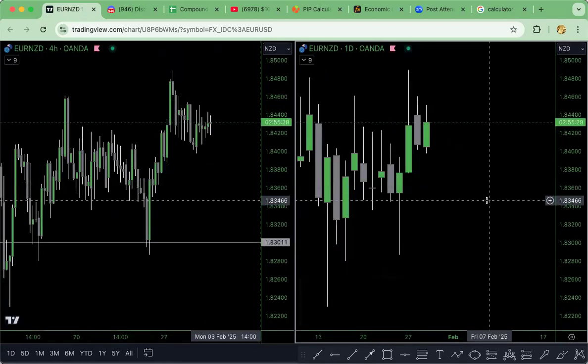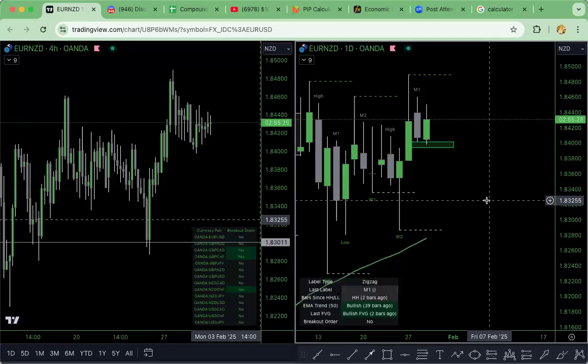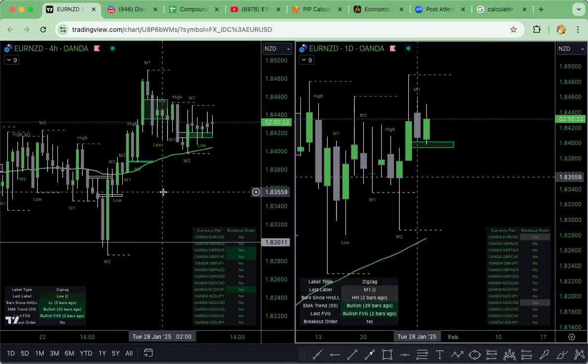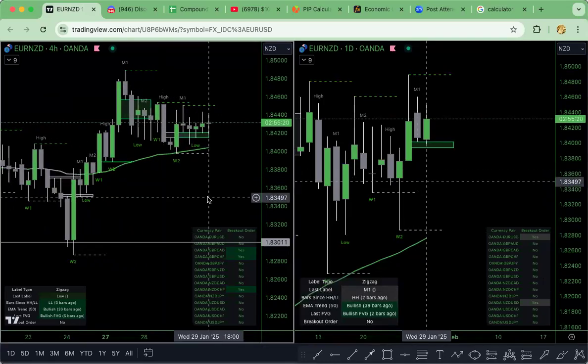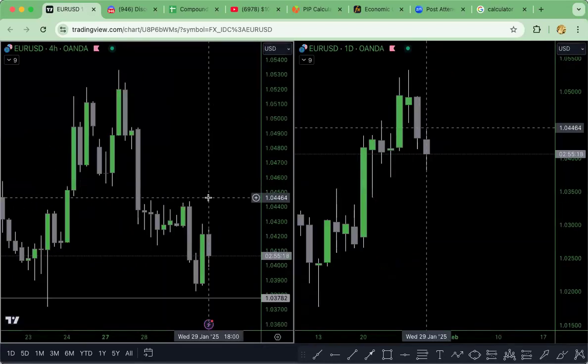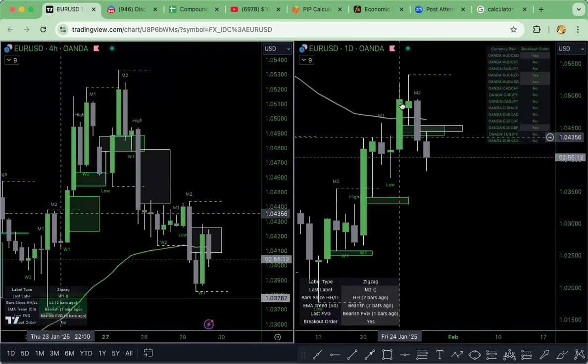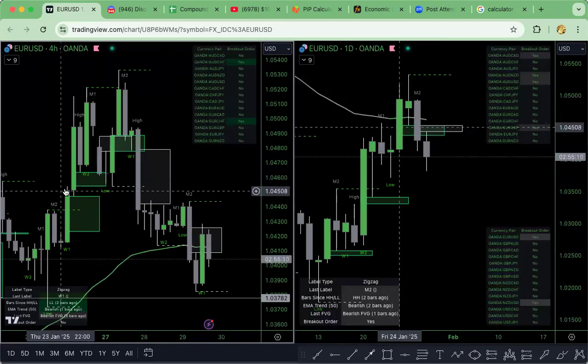Euro New Zealand on the daily. Let's see. Boom. This is a breakout order, but it's above the EMA. Yeah, so no, you don't pay attention to that. Euro USD. This was a last week trade as well. Right here, look. EMA daily breakout. Boom. What did it do?